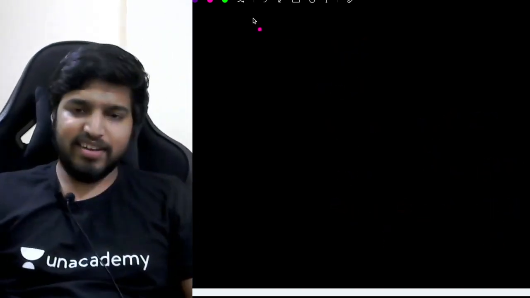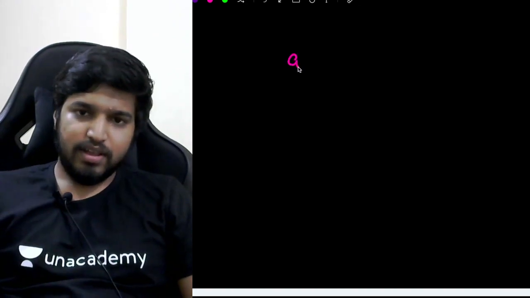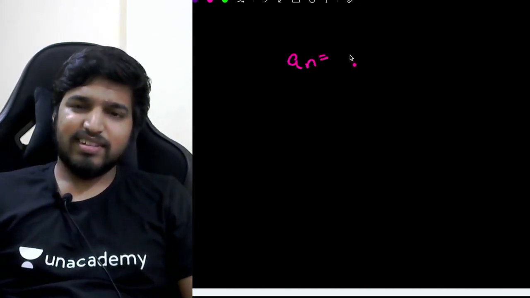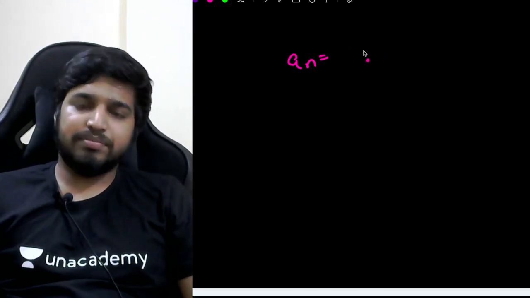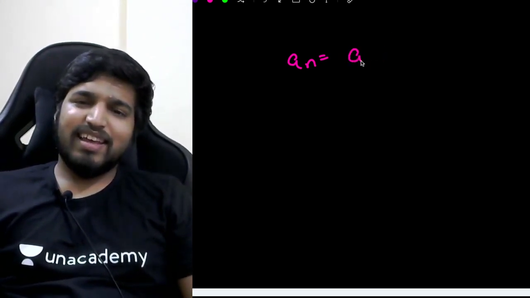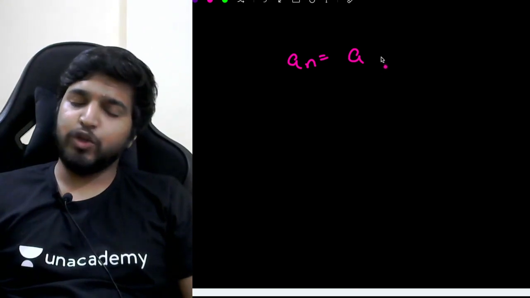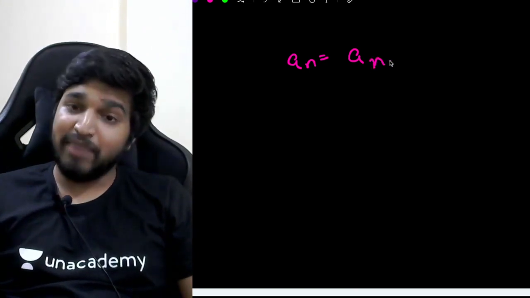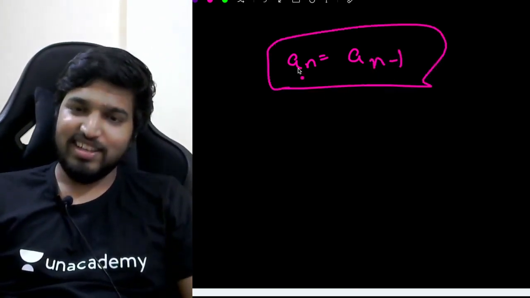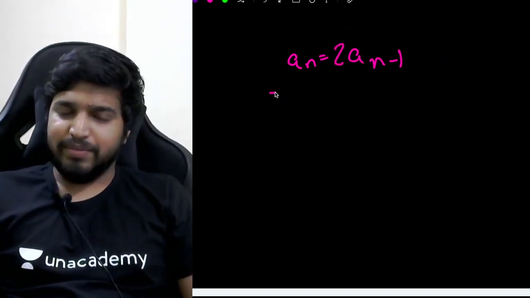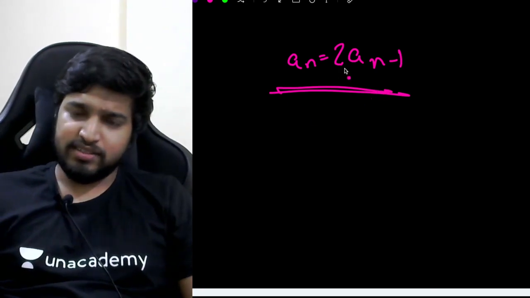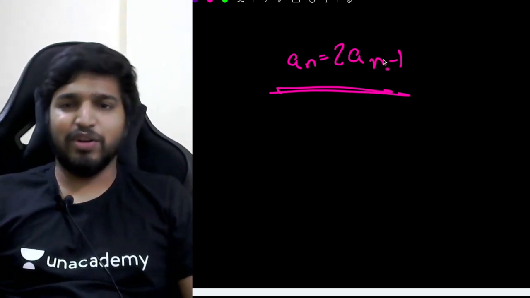A linear recurrence can be an equals c1 a1. I mean, it doesn't have to be two terms. It can be a single term as well. An equals an minus 1. This is also a linear recurrence, but it's not so special, right? An equals 2an minus 1. This is also a linear recurrence. Also not so special, but you know what this is, right?